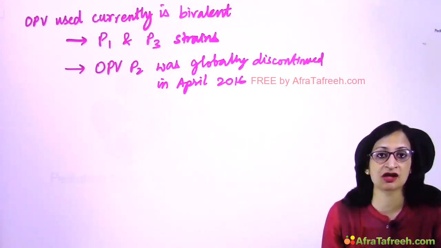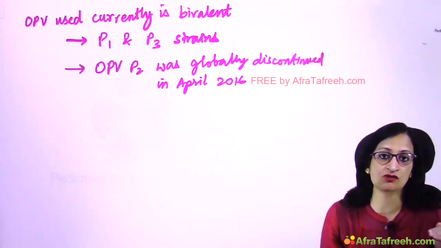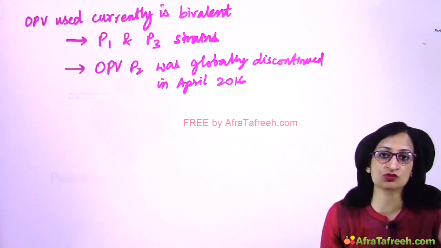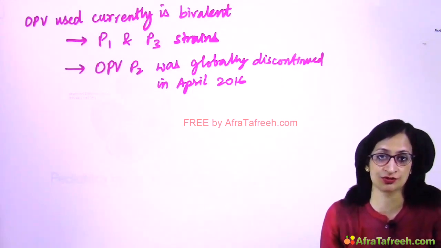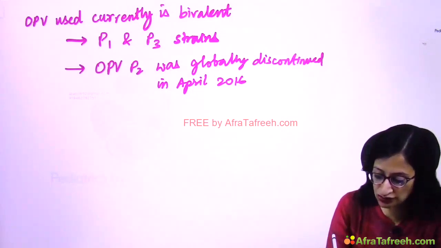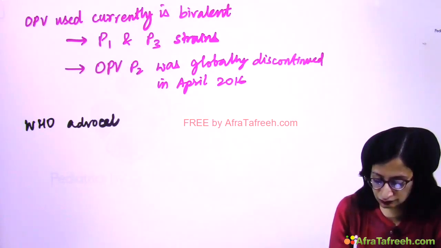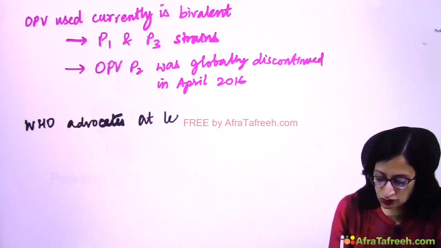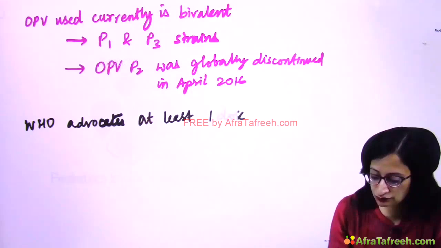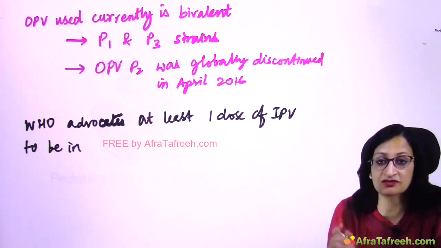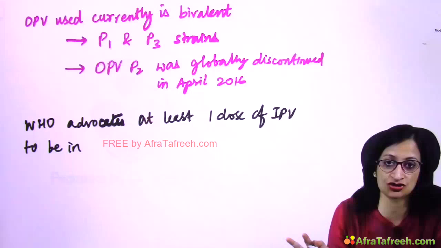Another very important thing to remember is, previously in the national immunization schedule, we had only the OPV vaccine, not the IPV. But now, after the P2 component has been withdrawn from the OPV, WHO recommends that at least one dose of injectable polio vaccine should be incorporated in all the national immunization schedules. So that is why we have 2 doses of fractional IPV in the immunization schedule now.